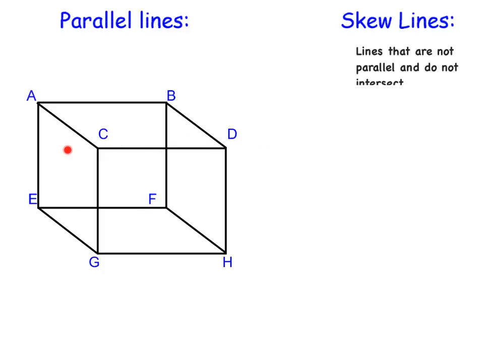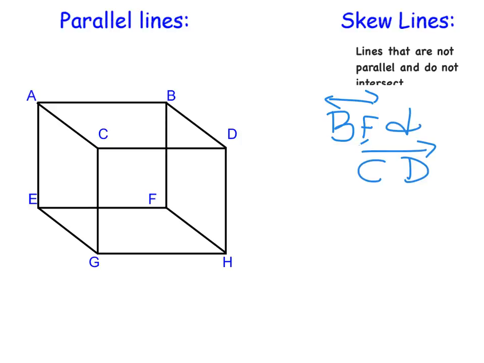CD goes right to left. What if I choose back here in the back, BF? This one, BF and CD, they don't intersect and they're not parallel, so they are called skew. There's not a symbol for skew, you just list them. So if I was going to list these two, a pair of skew lines would be line BF and line CD.